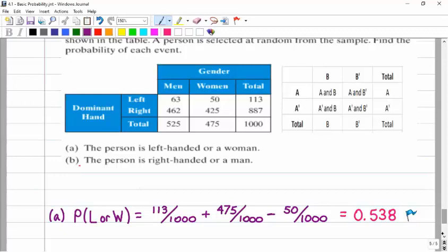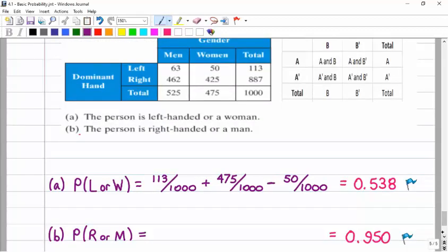Probability of right-handed. Go across here. I see 887 out of 1,000. Now, sometimes these contingency tables could already be given in probability form. So obviously, if you see them already in decimals, you don't have to divide. That means you would have a 1.00 here at the end. You could divide, but you'd just be dividing them by 1, which obviously doesn't change anything. Probability it was a man, 525.